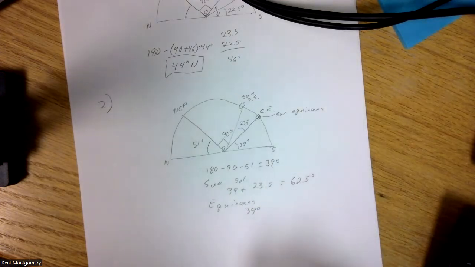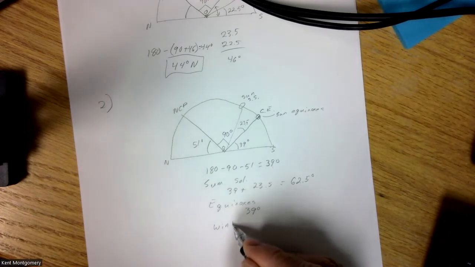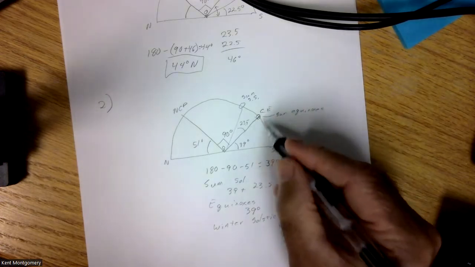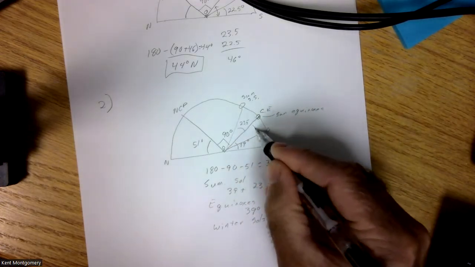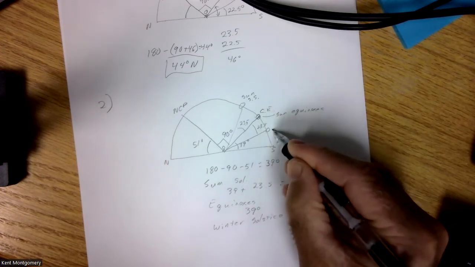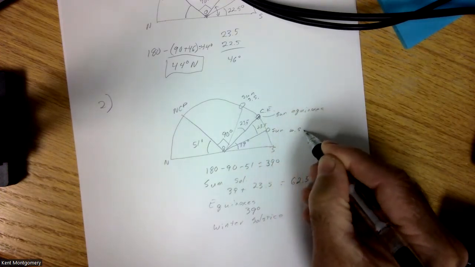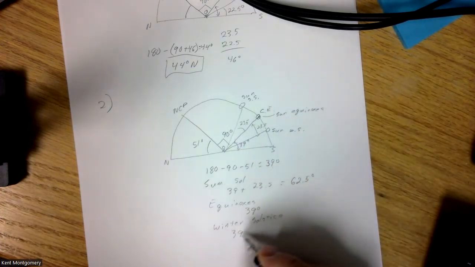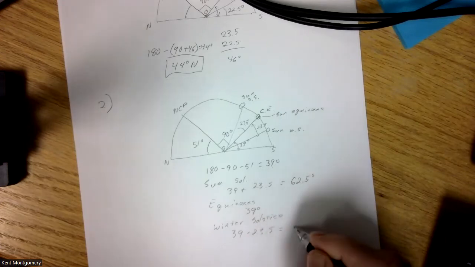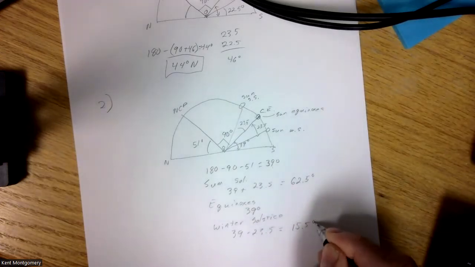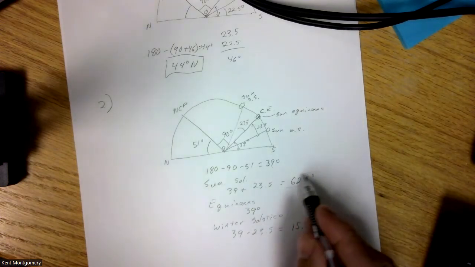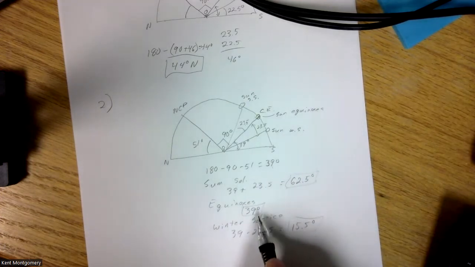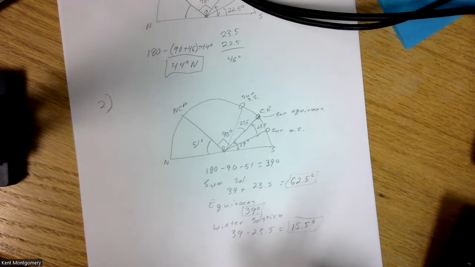It's still 39 degrees. On the winter solstice, the sun is now going to be 23.5 degrees below the celestial equator. So this is the sun on the winter solstice. And so I just take 39 degrees minus 23.5, which gives me 15.5 degrees. So those are your 4 answers. Remember, you do the equinoxes twice because the autumnal and the spring are still going to be at 39 degrees.